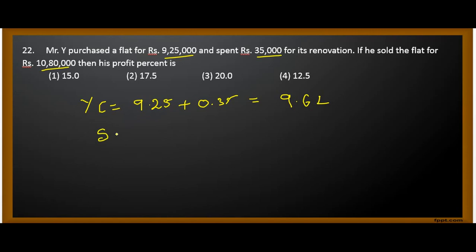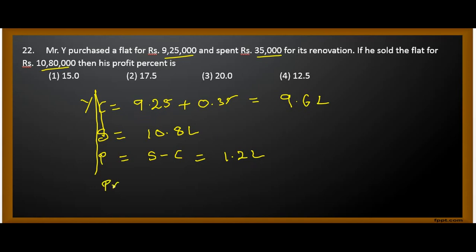And at what price has he sold the house? 10.8 lakhs. So what is the total profit in the whole transaction? Selling price minus cost. Here cost includes the purchase price as well as the renovation price. Selling price is 10.8. Total cost is 9.6. 10.8 minus 9.6 is equal to 1.2 lakhs.